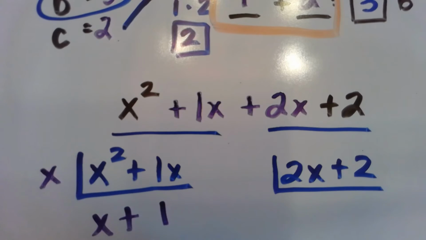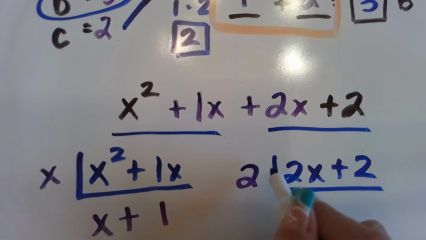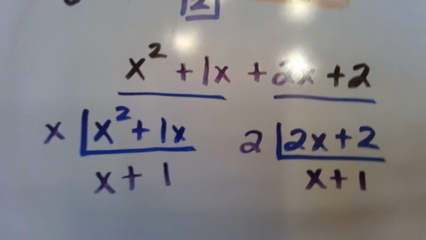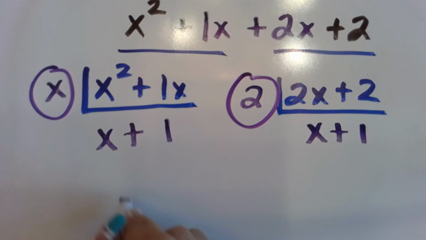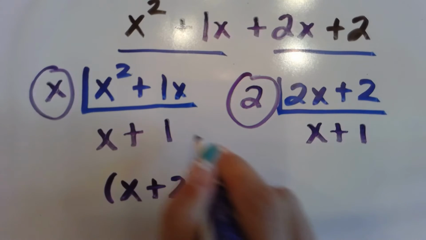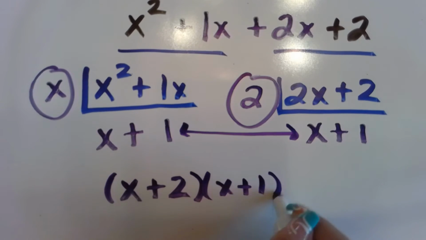Okay? Now over here, what do these two have in common? This one has an x, this one doesn't, this one has a 2, but this one has a 2. We're going to pull out our 2. So 2x divided by 2 leaves us with an x, plus 2 divided by 2 is 1. Now we're going to go ahead and combine our x and our 2. They're both positive, so we're going to say x plus 2 times, and these two match right here, x plus 1.